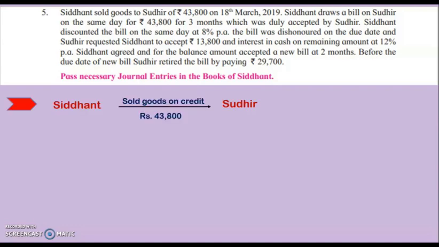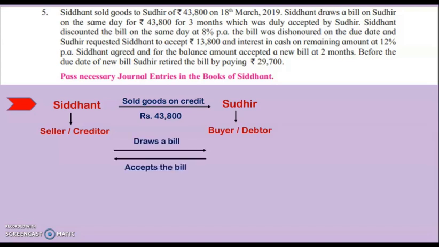So Siddhant sells goods on credit to Sudhir, rupees 43,800. Here, Siddhant is a seller and he becomes a creditor as his goods are sold on credit. Sudhir, the buyer, is the debtor. Then Siddhant draws a bill on Sudhir, which Sudhir accepts. Now in this case, Siddhant becomes the drawer and Sudhir becomes the drawee.